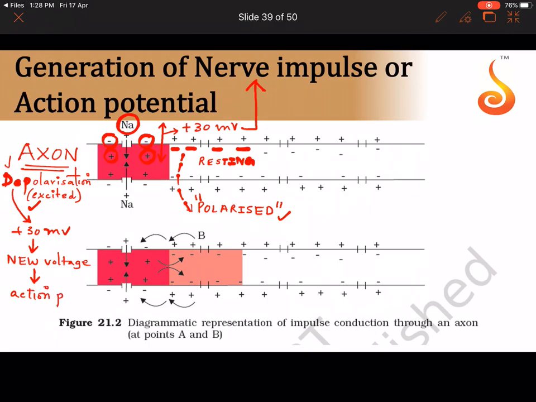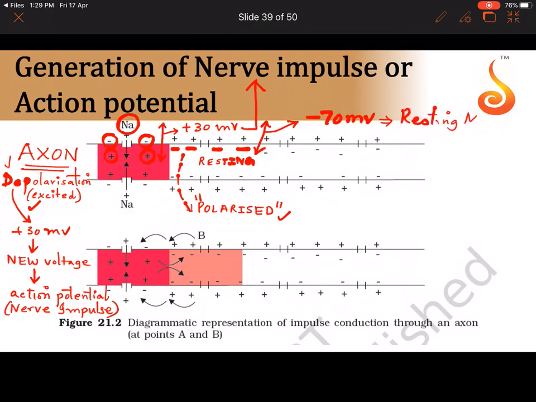This new voltage is referred to as the action potential, or in common terms, we refer to it as the nerve impulse. Now, what is the voltage when it is in the resting state? If you were to measure the voltage across the membrane when the inside is negative and the outside is positive, the voltage will be minus 70 millivolts, and this voltage is referred to as the resting membrane potential.